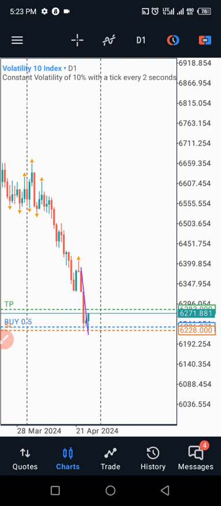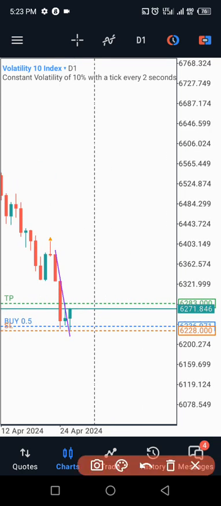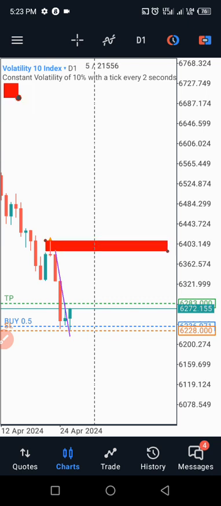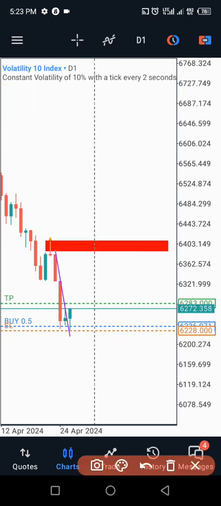For us to be able to take an entry like this, we either want to see a resistance or a support. For example, here you can see that this is a major resistance at this level. So in case we want to take price at this particular level, then we want to go to the 1 minute or the 5 minutes time frame to be able to take an entry. But in this case here, we do not see a support or a resistance level.